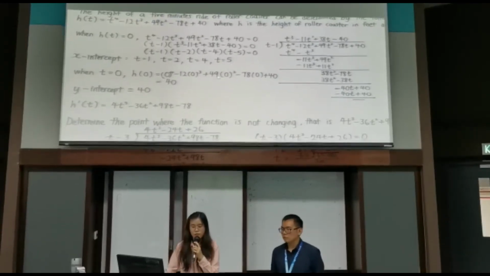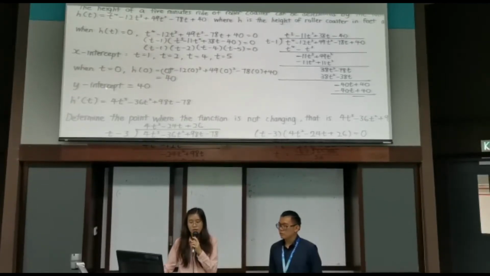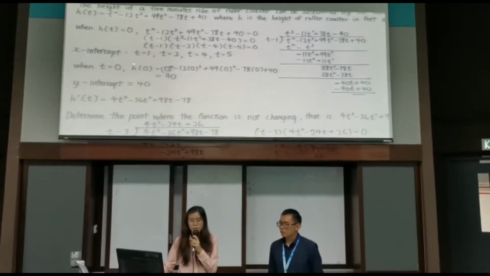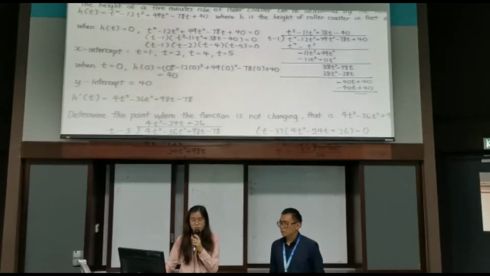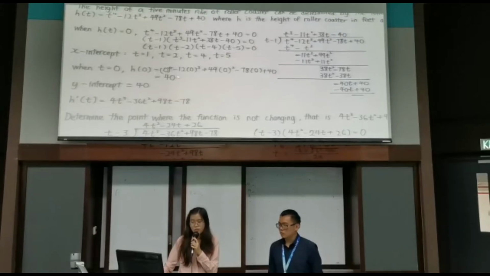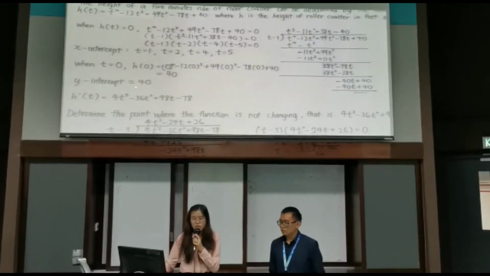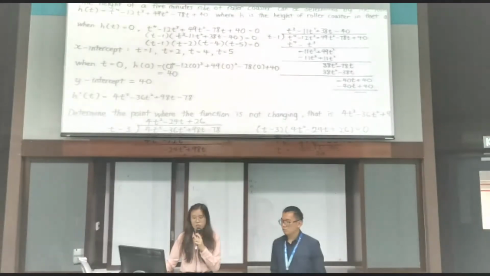Next, we are going to do the same for the y-intercept, that is, substitute t equals 0 into the function. So when t equals 0, the function equals 40. That means the y-intercept is 40.